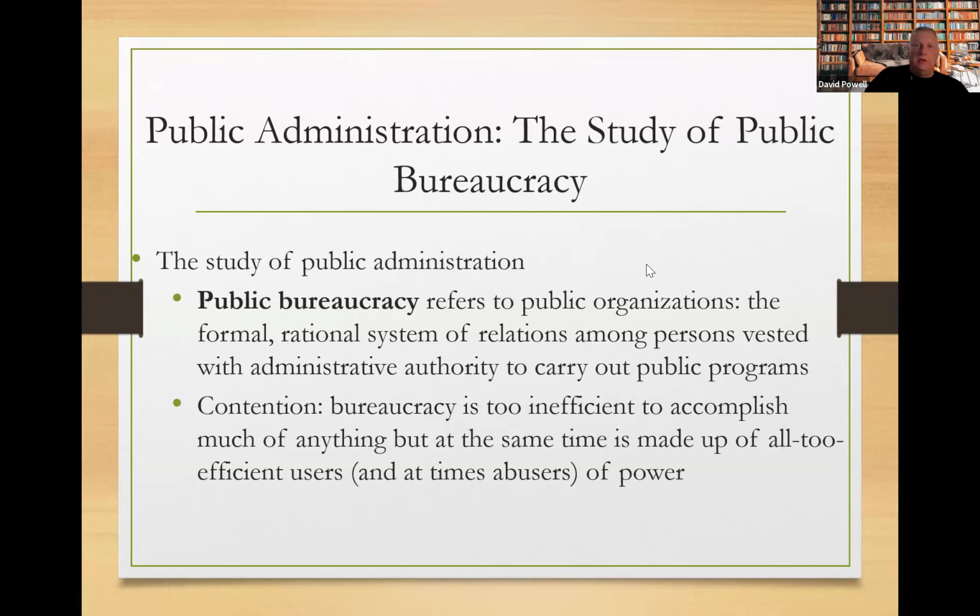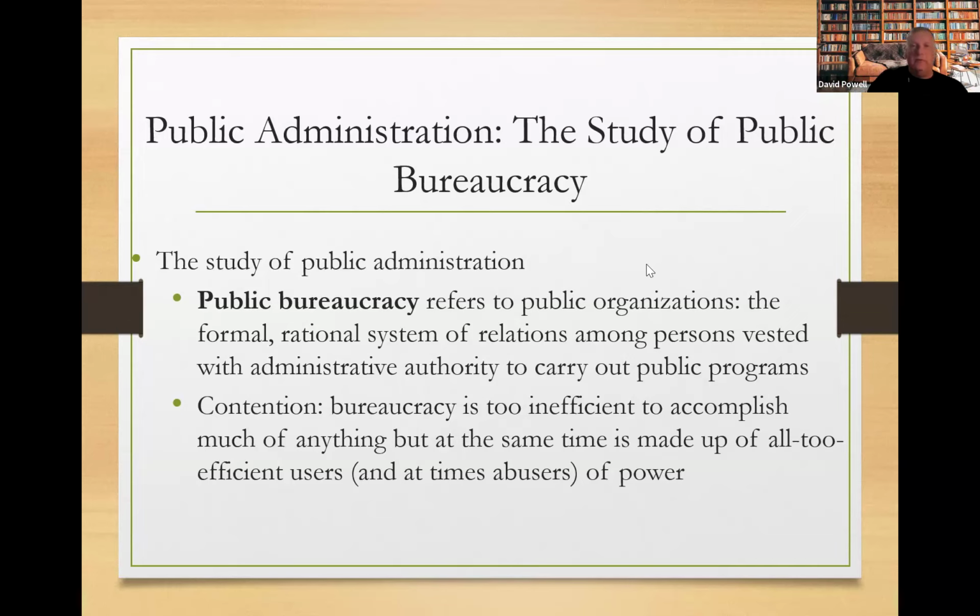So a definition of public bureaucracy is that we're looking at public organizations, which are the formal rational system of relations among people vested with administrative authority to carry out public programs. That's a kind of lengthy definition. So let's go back and deconstruct it. We're studying the formal rational system of relations.